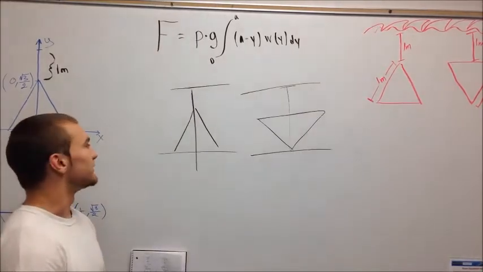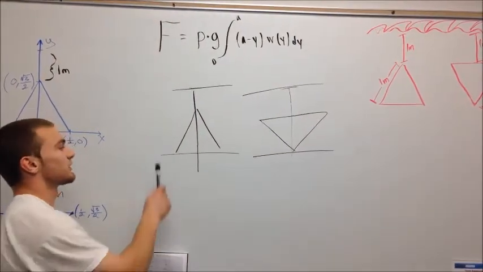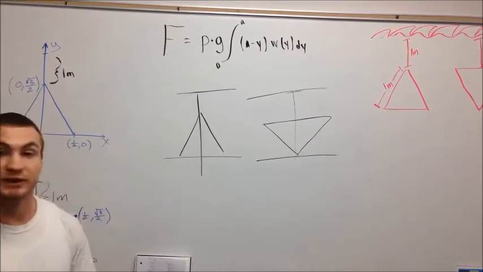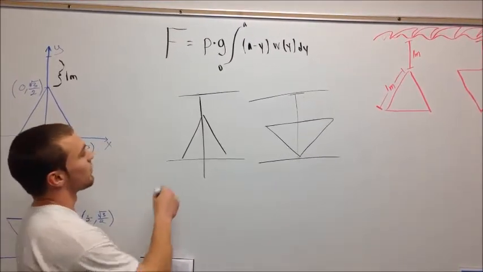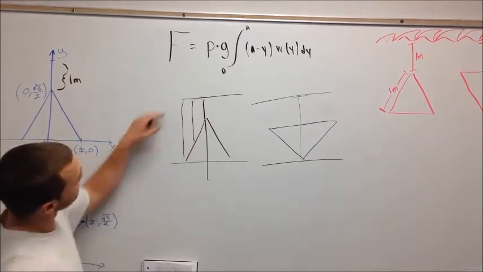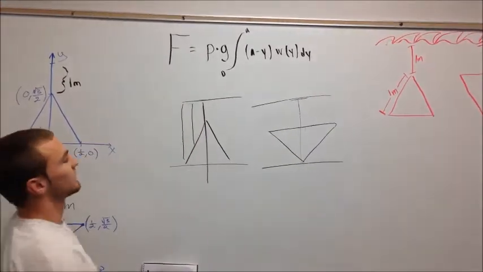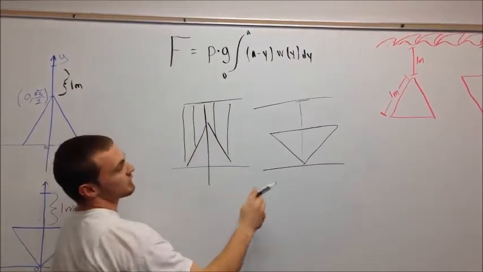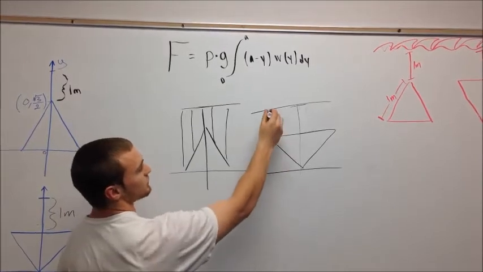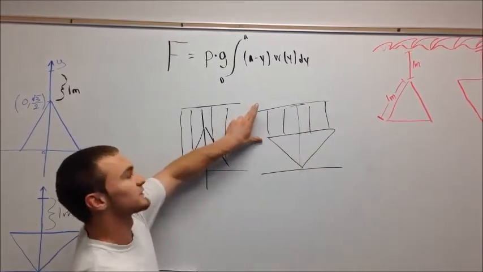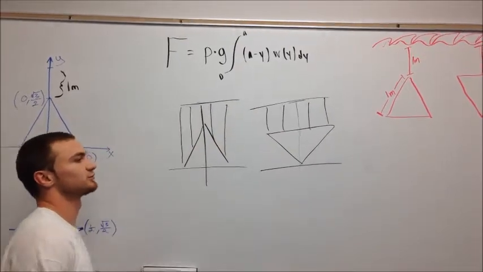We think that there will be more force on this triangle as opposed to this triangle, because water is going to be on top of the triangle, more water from here to here throughout the whole 1 meter, compared to just 1 meter of water on top of this triangle.